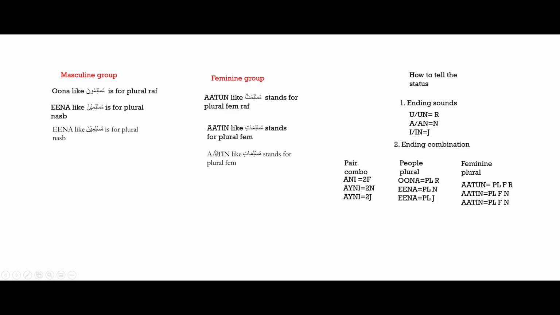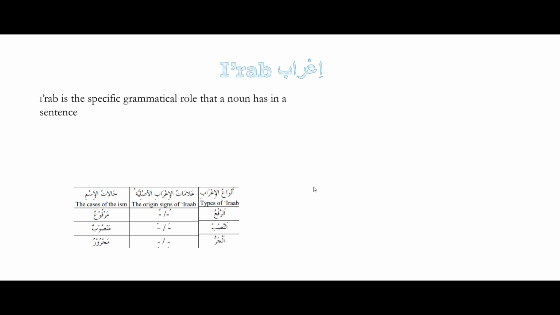So atun, atin, atin for the feminine group and una, ina and ina for the masculine group. So please do memorize these ending signs and combinations so that you can easily figure out the Arab of the words. Okay. If you haven't done so, it's okay. Please take your time and try to find the Arab of the following isms. So this is the answer for the Arab of these isms. All right. So let's move on to the second part of Arab.